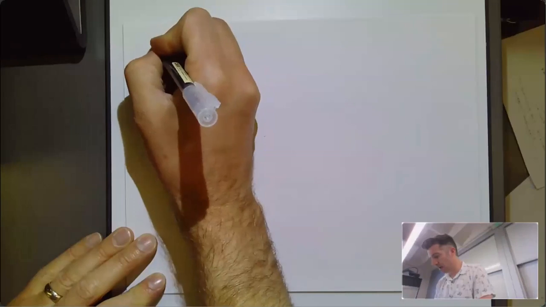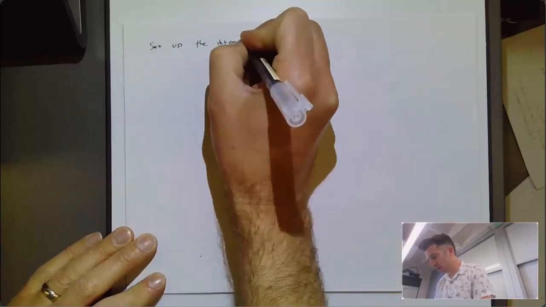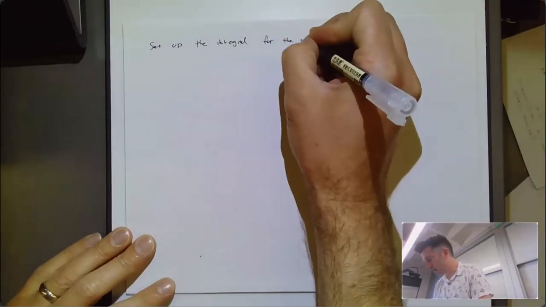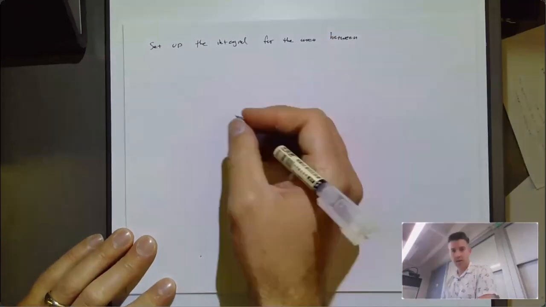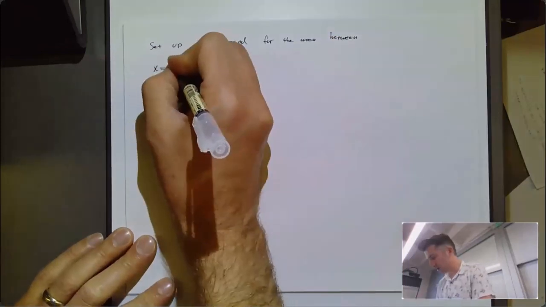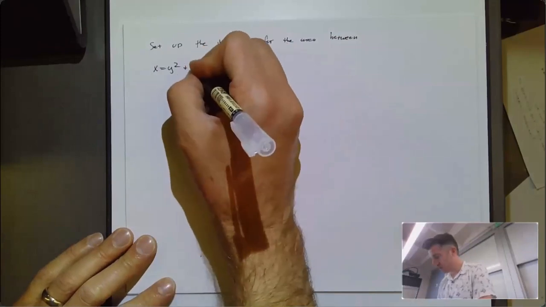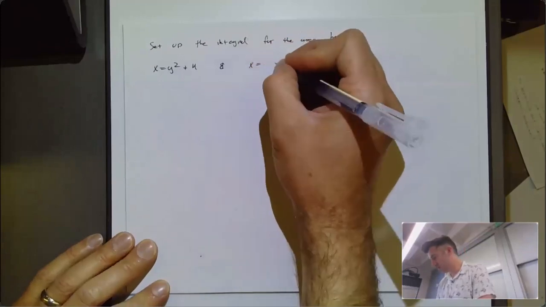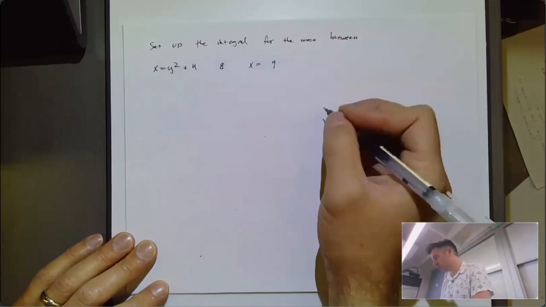Let's look at one more setting up one. Let's set up the integral, but do not evaluate, for the area between x equal to y squared plus 4 and x equal to 9. Yeah, that's it. That's all I got.